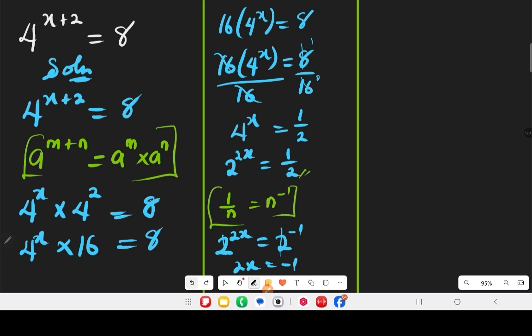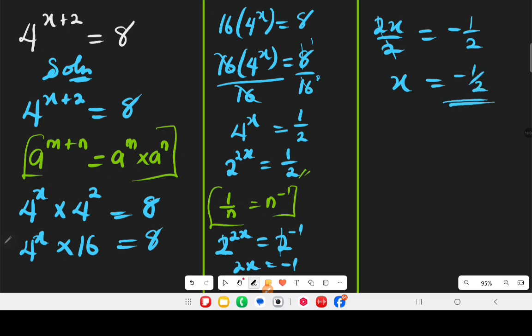Next step, we divide both sides by the coefficient of x, which is 2. We have 2x all over 2 equals minus 1 all over 2. 2 we cancel, left with x equals minus 1 over 2 as the answer.